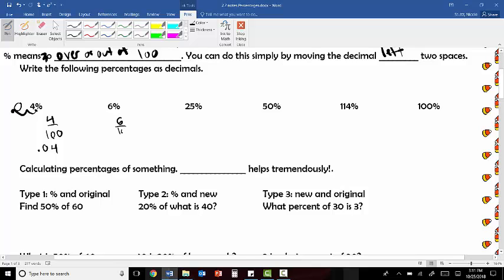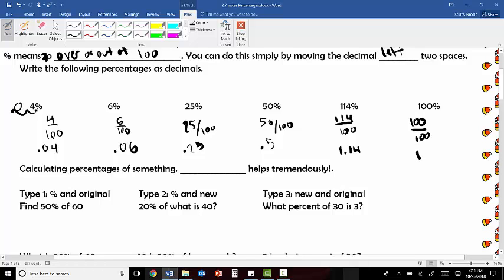6% would be 6 out of 100. As a decimal, 0.06. We have 25 out of 100, or 0.25. 50% would obviously be 50 out of 100, which is a half, or 0.5. 114% actually means 114 out of 100, so you write it just like that, or you can write 1.14. And 100% would be 100 out of 100, and that is a perfect whole. Anytime you have 1 point something, that's really close to 100%.